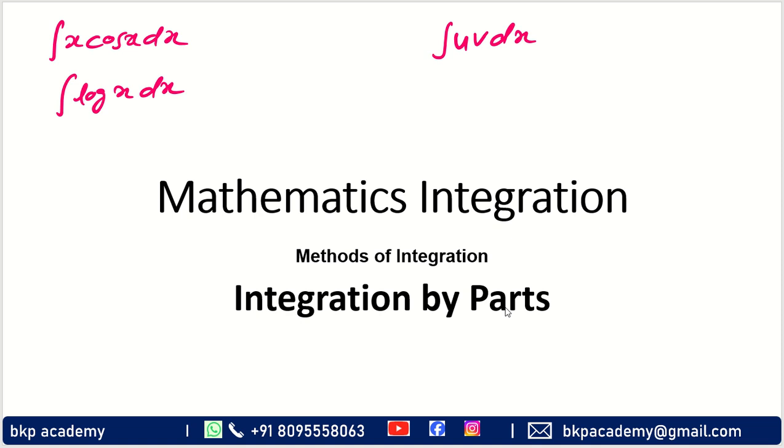So this is a very powerful method, and it is used to integrate things like x cos x dx, log x dx, or so many different kinds of functions where you have to apply the integration by parts method. Generally it will be in the form of integration of u v dx, where u and v are two functions. First of all we'll try to understand the theory part and then we'll see some questions.